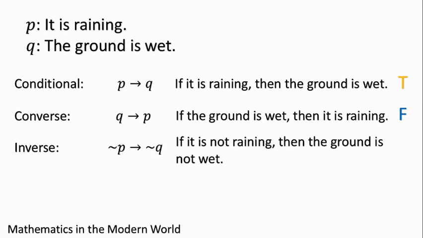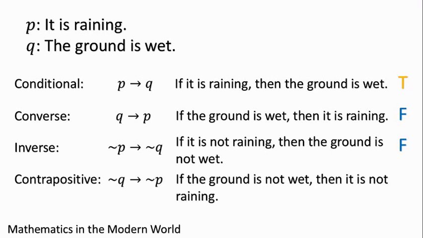The inverse now states that if it is not raining, then the ground is not wet. Is this a true or false statement? Now, this is a false statement. The ground can still be wet even if it doesn't rain. The contrapositive of the given conditional is stated as "if the ground is not wet, then it is not raining." This is a true statement. Since the ground is dry, this means that it did not rain.